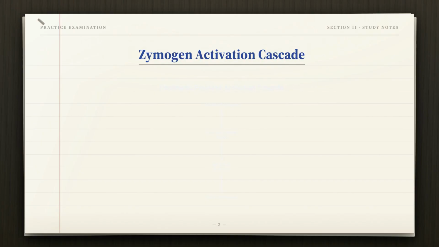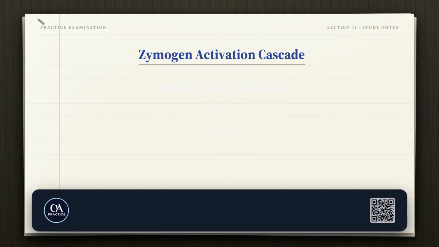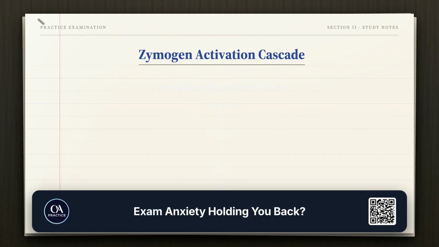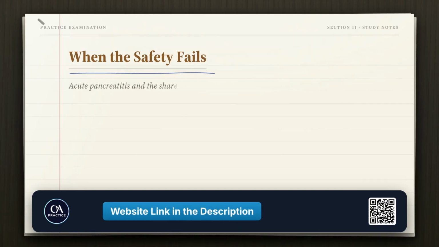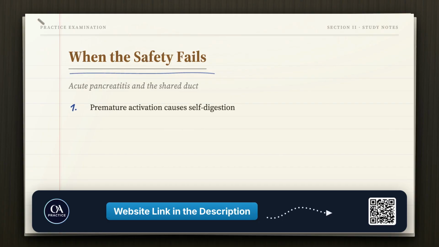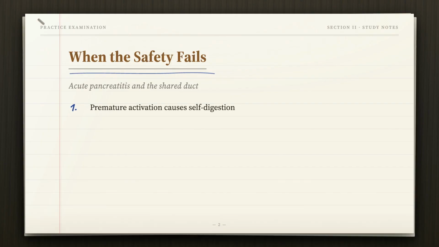Enteropeptidase, sitting in the duodenum's brush border, converts trypsinogen into trypsin, which then activates chymotrypsinogen and procarboxypeptidase. So the cascade can only begin once the enzymes are safely outside the gland. If enzymes activate too early, the pancreas digests itself, causing severe pain and inflammation.